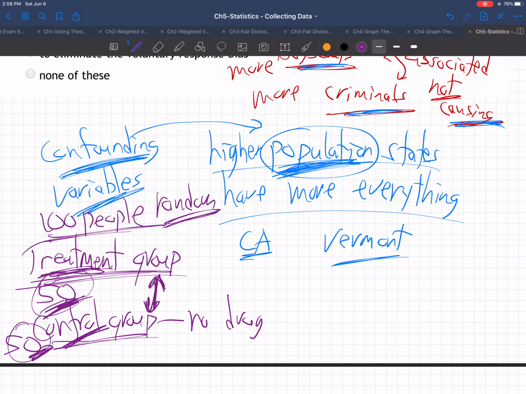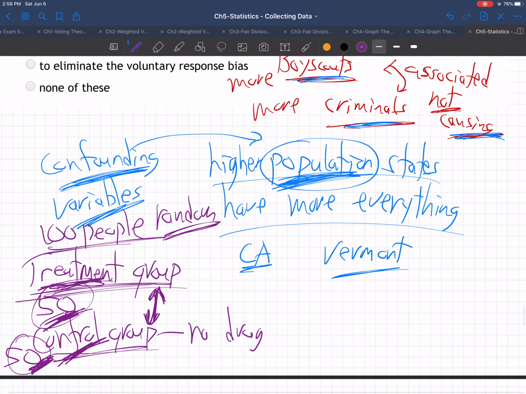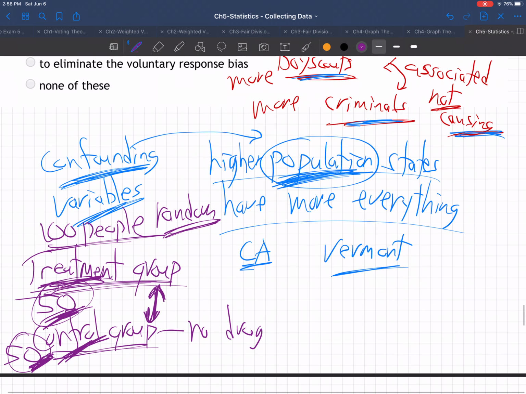Otherwise, they're just 50 random people, 50 random people. So if something comes out different among them, it must be the difference of the drug. That's how we know the drug is causing the difference. That's why we have a treatment group and a control group. That's why we do an experiment, a clinical study, with two separate groups of random people that have no other major differences, except one group gets the drug and the control group doesn't. So if there's a different outcome, we know the drug is causing that.